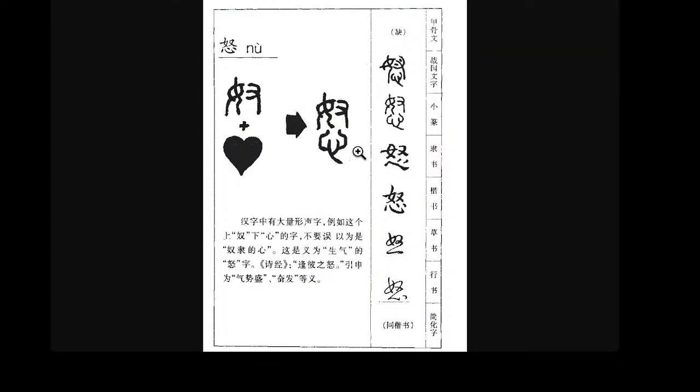So this one, the bottom is the heart radical, and on the top is 奴. Now this 奴 means slave. Now, why heart and slave put together is anger?